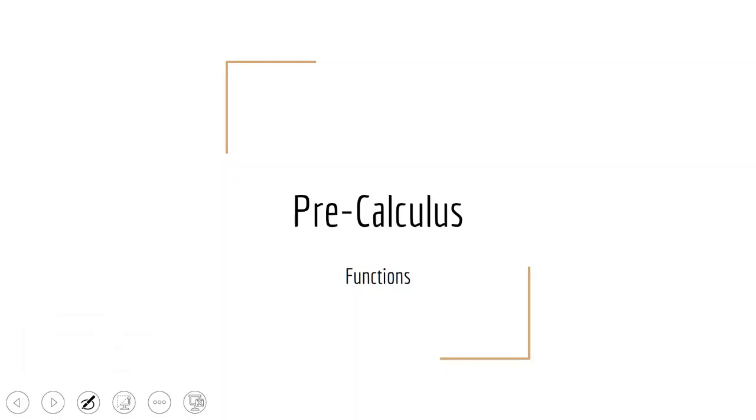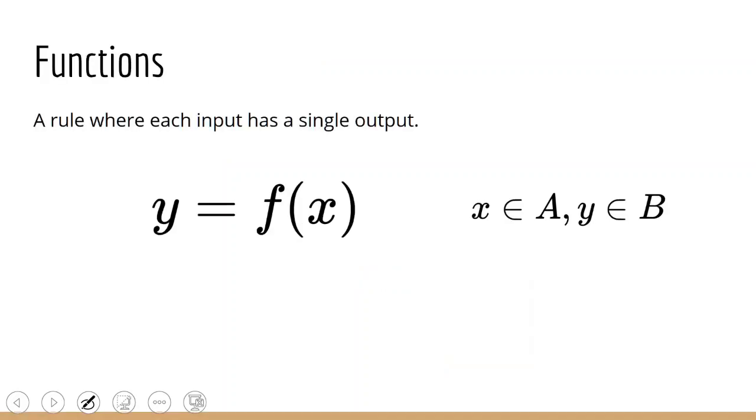In the next few videos, we will be going through different types of functions and their properties. So to kickstart this, we will first go through the definition of functions as well as some basics in this topic. Simply put, a function is a rule where each input has a single output.